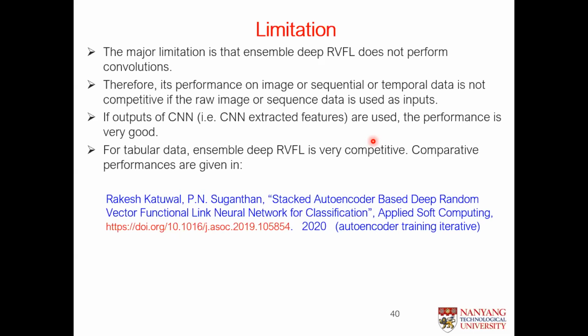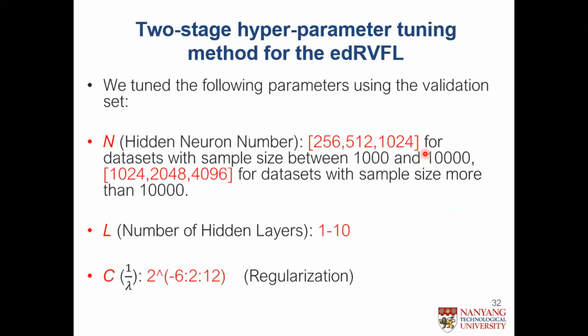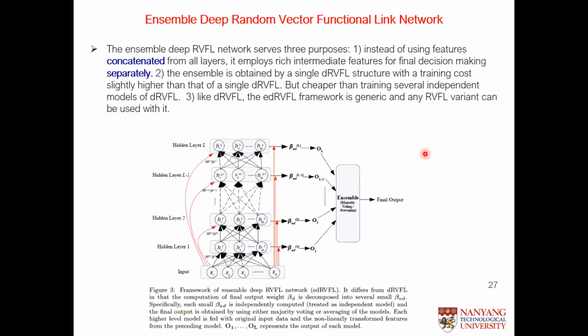And if you look at the ensemble deep structure, this particular structure has some connections like this, but this is limited. We have also introduced connections from arbitrary hidden layer to another arbitrary hidden layer. So we can also introduce such connections. So this is not a problem anyway.